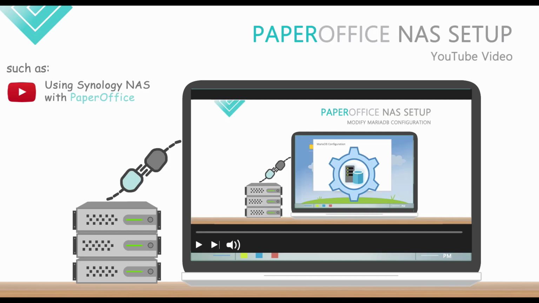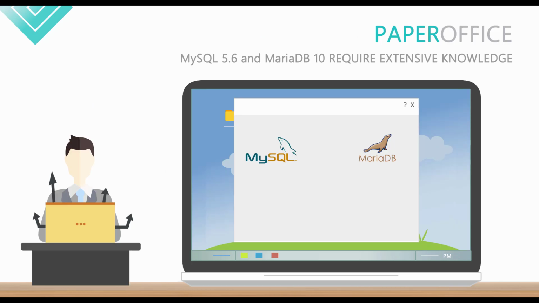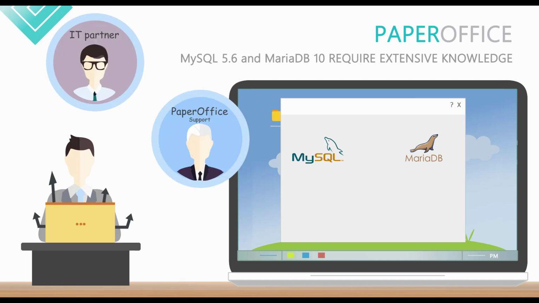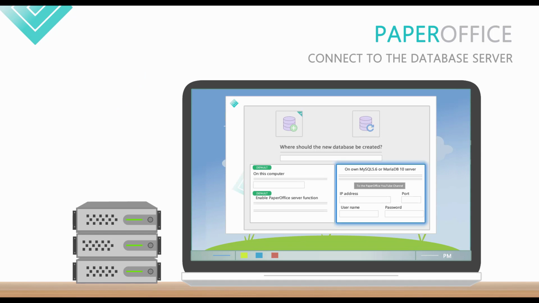How to set up the database server and configuration files will be explained afterward in a separate video. Since MySQL 5.6 and MariaDB 10 require extensive knowledge, we also recommend the consultation of your IT partner or the PaperOffice support team. In order to establish a connection between PaperOffice and your database server, you need the correct access data, such as IP address, port, username, and password.